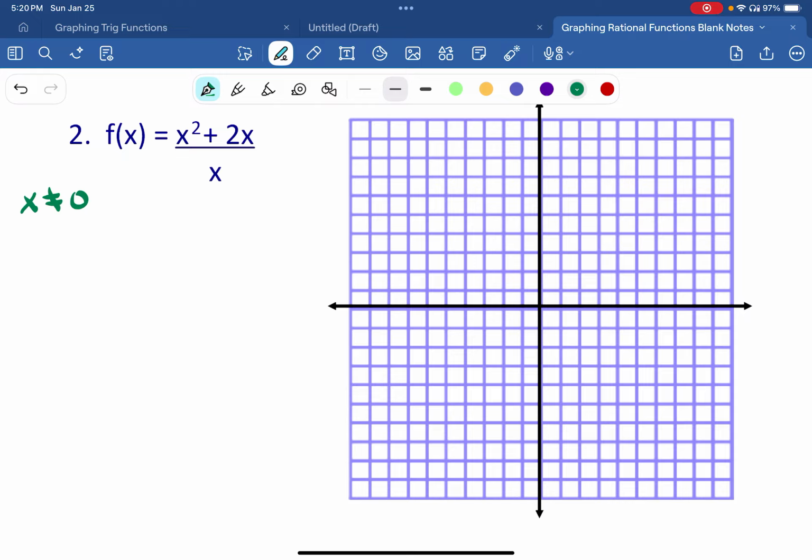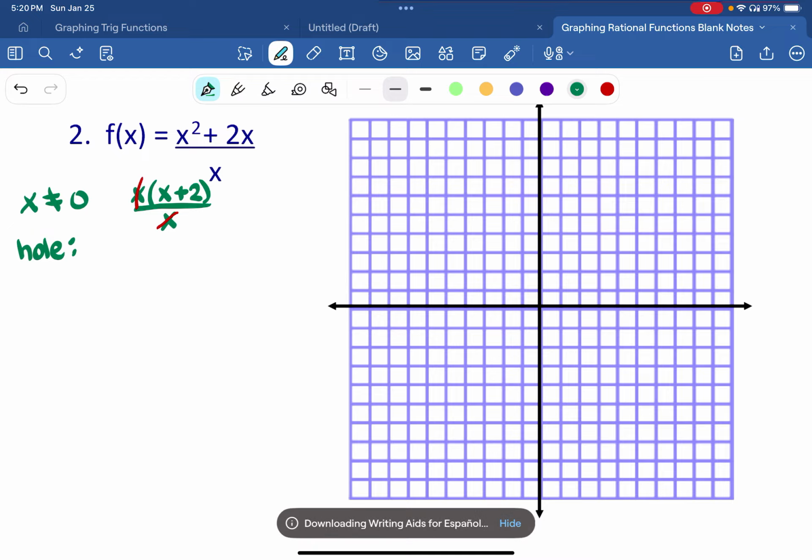So here I'm going to factor out the x, and I'm going to get x times x plus 2 over x. And then what happens, these x's will cancel out. Because they cancel out, that's where a hole is located. So I'm going to go ahead and write that down. Even though it's number 4 on my list, I'm going to go ahead and do this now. So I'm going to say we have a hole where that cancels out. So it canceled out where x equals 0, okay? So meaning that now the restriction on the domain is a hole in the graph at x equals 0.